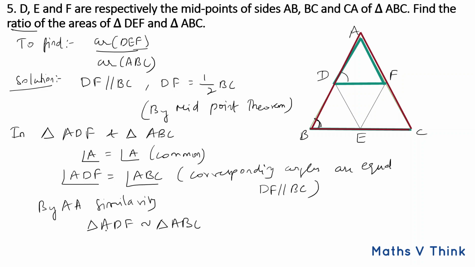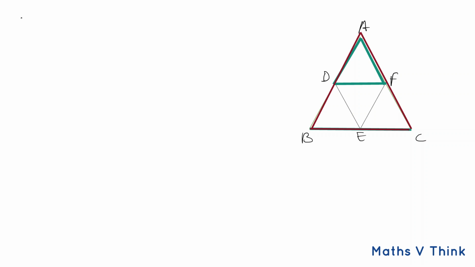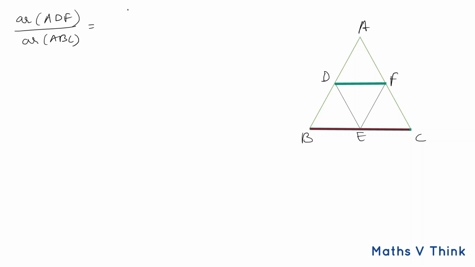Now I have proved that these two triangles are similar. When two triangles are similar, I can tell area of ADF divided by area of ABC is equal to square of the ratio of their corresponding sides. So here I'll be taking side DF and BC. So DF by BC the whole square. Nothing but this is square ratio of the corresponding sides.